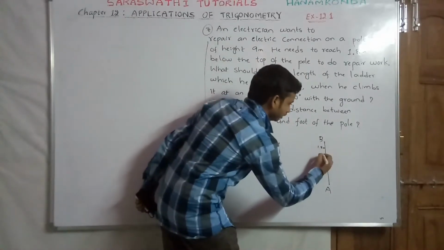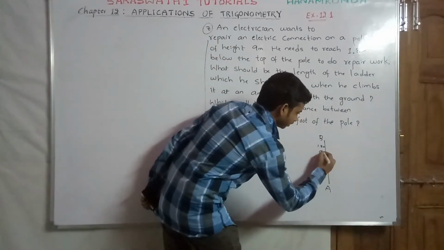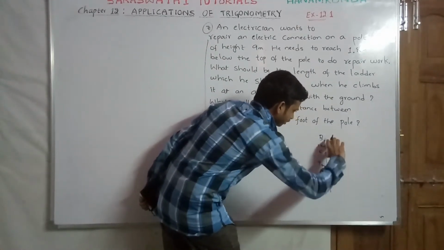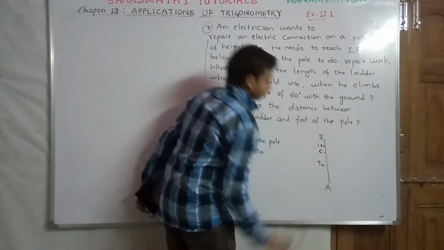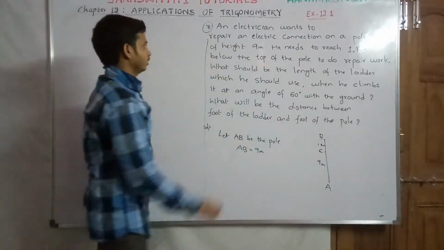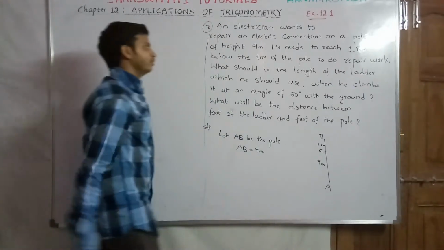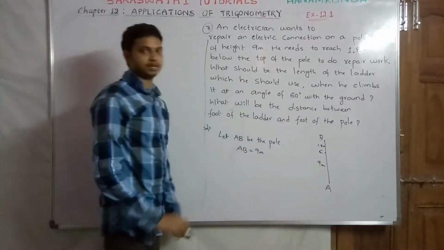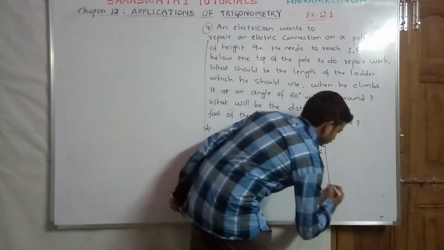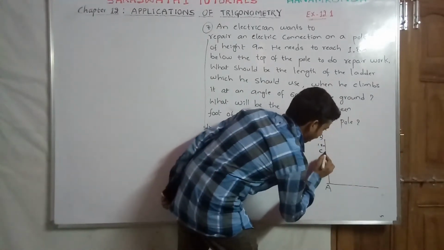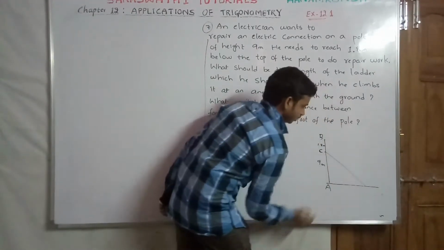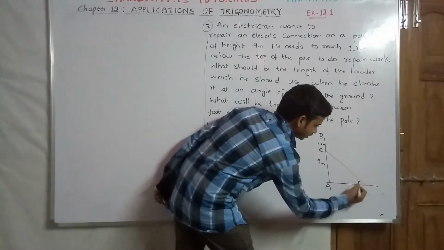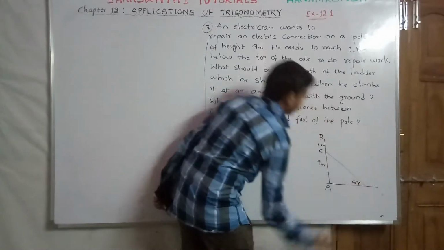So let C be the point where the repair is done. That means the distance BC is 1.8 meters. So what should be the length of the ladder which he should use when he climbs it at an angle of 60 degrees with the ground? Let us place a ladder at this point C. This ladder makes an angle of 60 degrees with the ground, as given in the question.